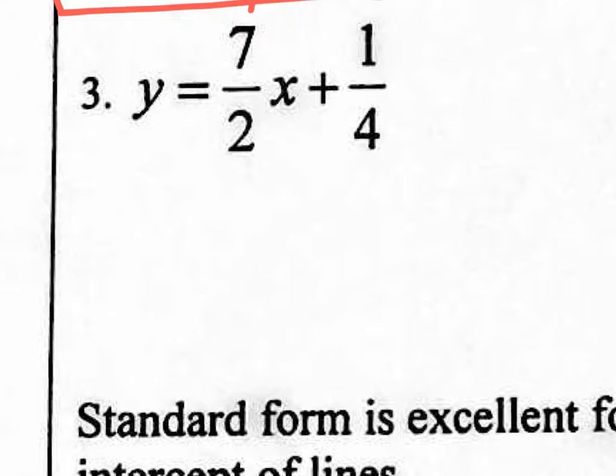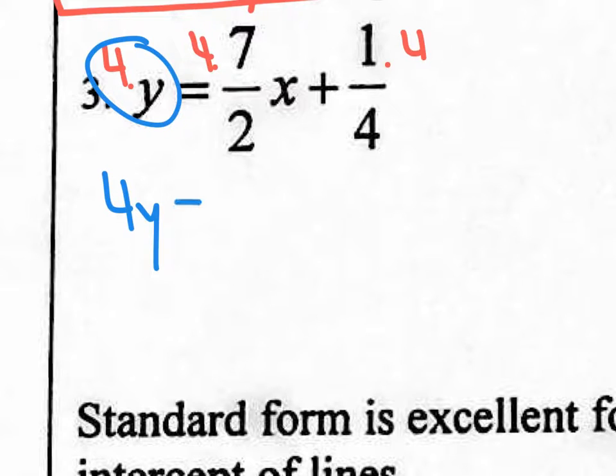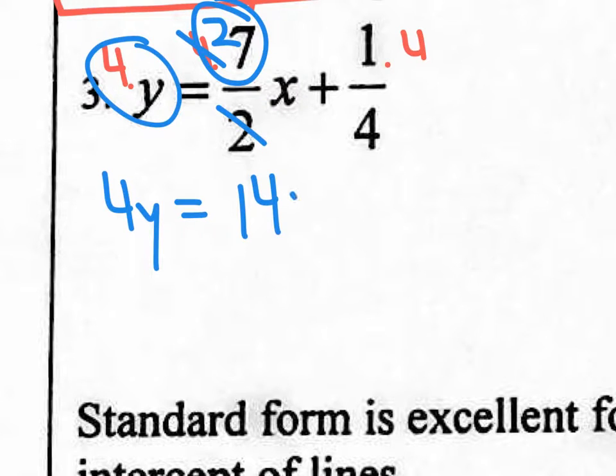Jumping to number 3. What do I multiply everything by? By 4. Multiply by 4, multiply by 4, multiply by 4. 4 times y, 4y. Equals, now 4 divided by 2 cancels out, and you'll have 2 left over up on top, and 2 times 7 is 14 with an x. Now over here, the 4 and the 4 cancel out, so you have a plus 1 left over. It's almost in standard form.